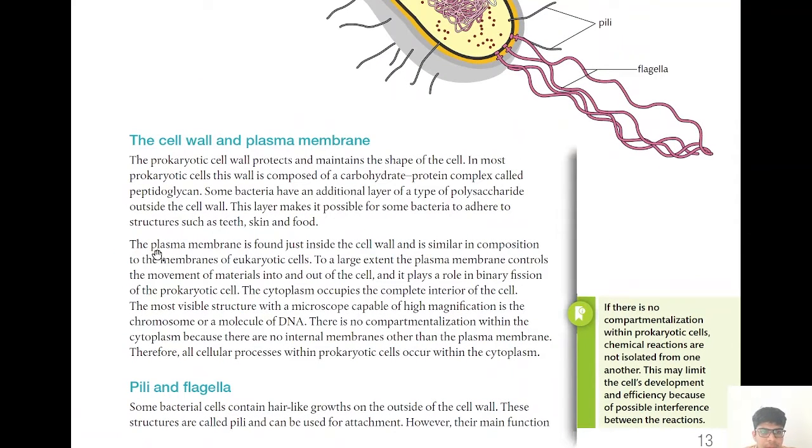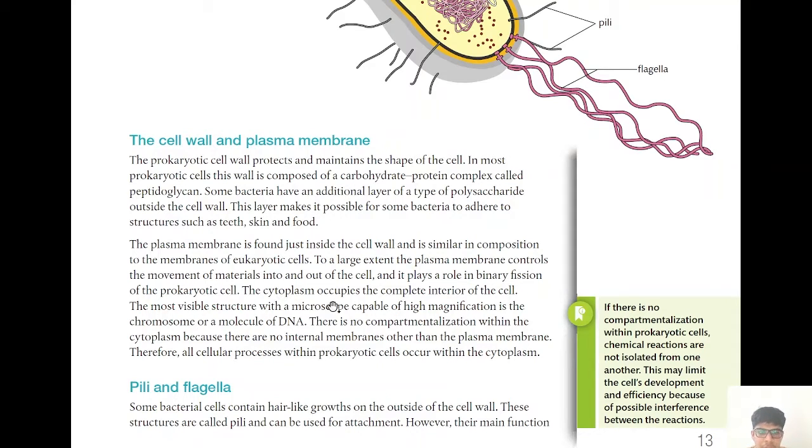Now, the plasma membrane is found just inside the cell wall and is similar in composition to the membranes of the eukaryotic cell. To a large extent, the plasma membrane controls the movement of materials into and out of the cell, and it plays a role in the binary fission of the prokaryotic cell. So it plays a major role in binary fission.